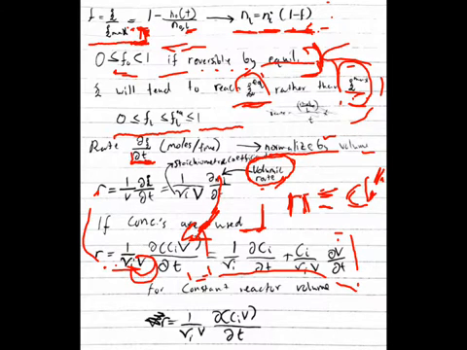For constant reactor volume, this is the equation you're going to be using. A lot of times this is the only equation you tend to use, and this is your rate at a constant volume when your volume doesn't change but you have a changing concentration.